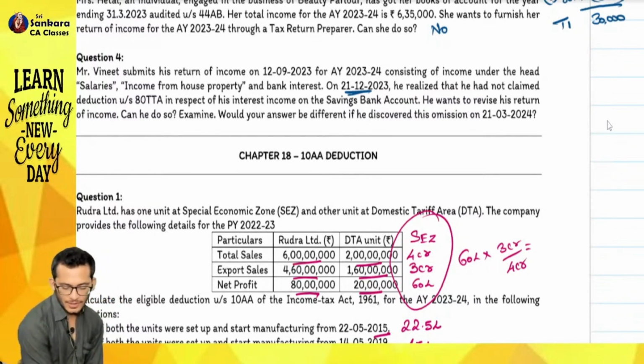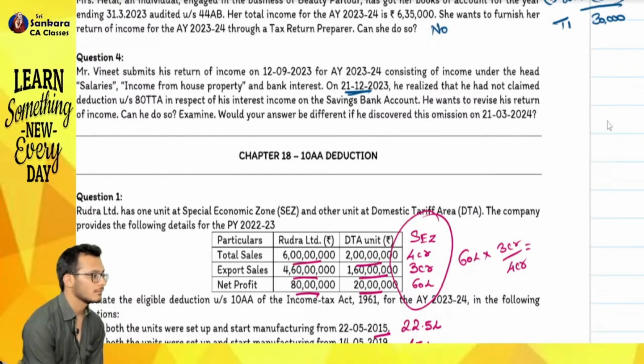Would your answer be different if we discovered the omission on 23rd March? Would your answer be different? Why? He had to revise his return before 31st December. He did not do it, therefore he cannot do it again.